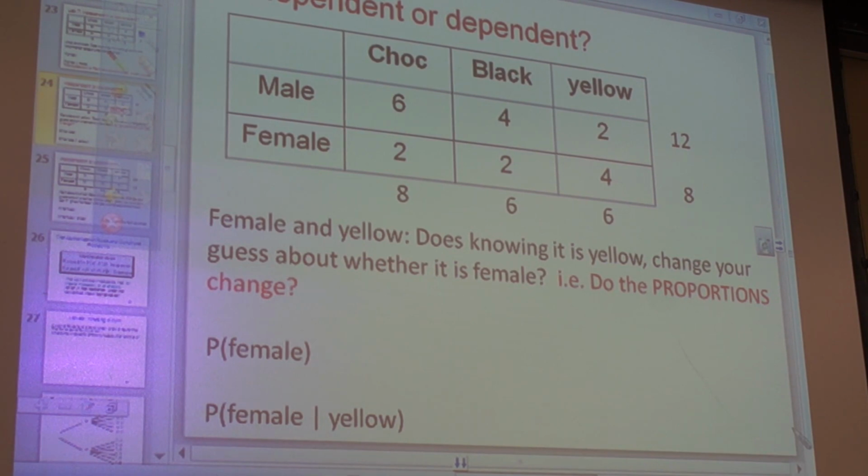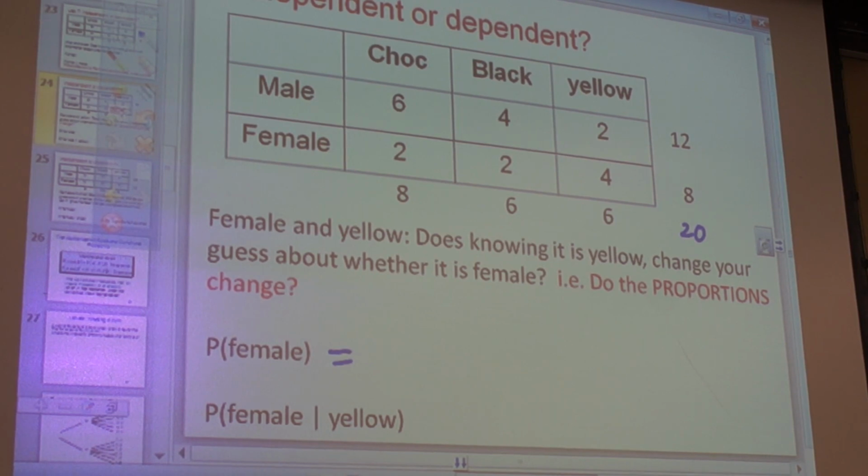Okay, check with your neighbors because I'm going to randomly call on somebody in 15 seconds, 30 seconds. First row is in a row. Okay. Michaela, what's the probability that they're female? What's the probability that we pick someone that's female?